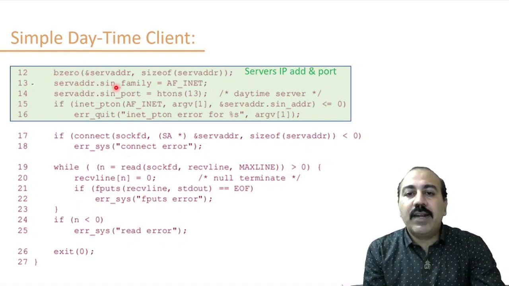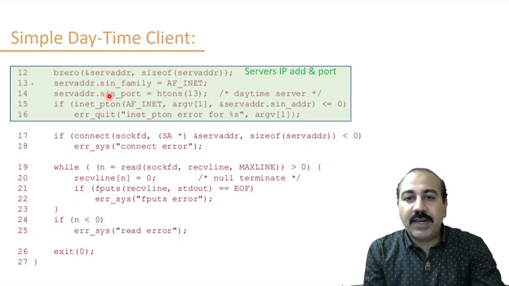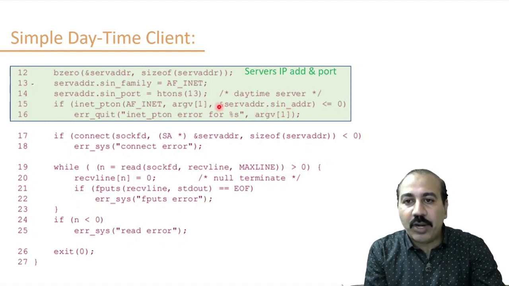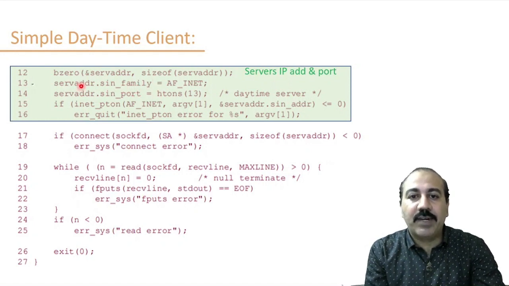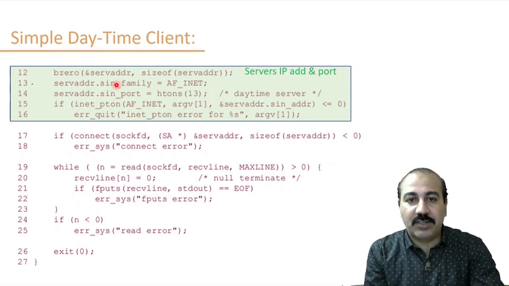And servaddr.sin_family, servaddr.sin_port, and servaddr.sin_addr. Wherever I'm pointing here are all data members. See here, sin_family is a member of server address, correct? Server address is a structure type, so it means sin_family is one of the members of that structure. Similarly, servaddr.sin_port means sin_port is also a member of the structure.